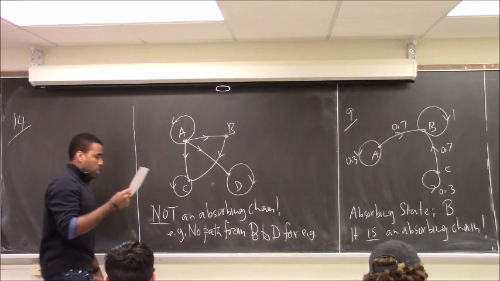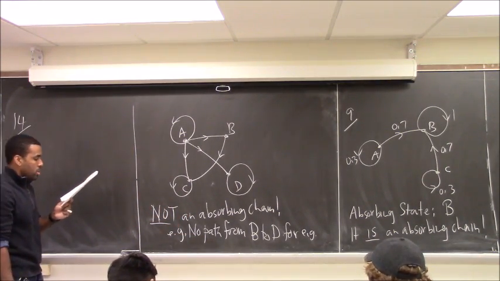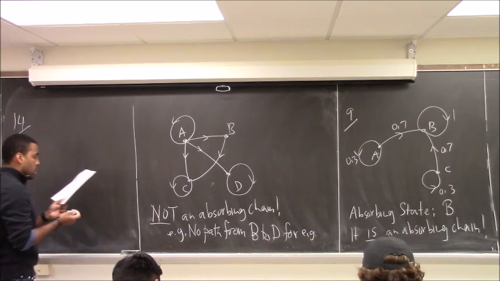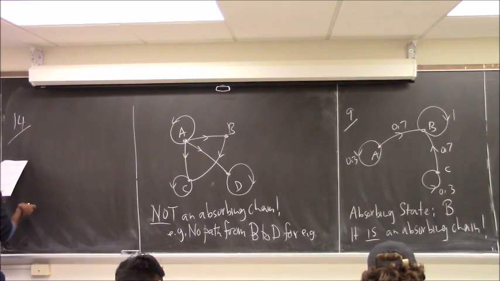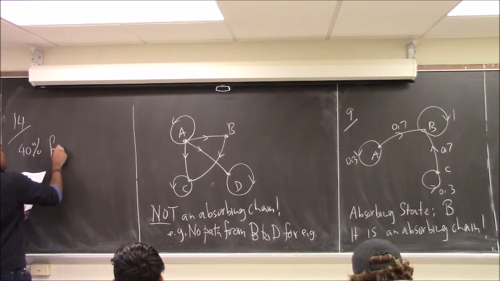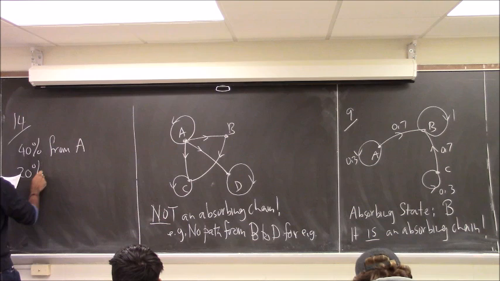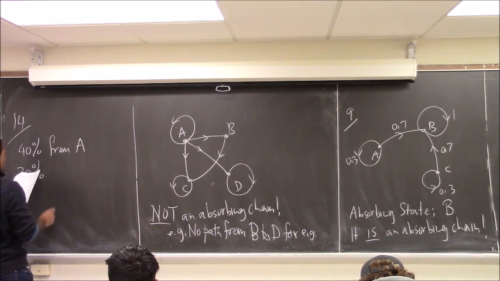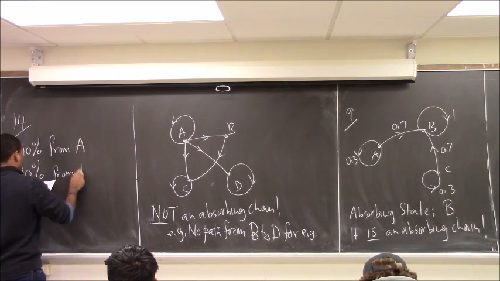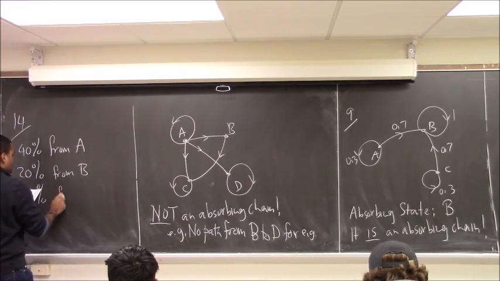Okay, a manufacturer obtains clock radios from 3 different subcontractors. So it gets 40% of radios from A, 20% of clock radios from B, 40% of clock radios from C.